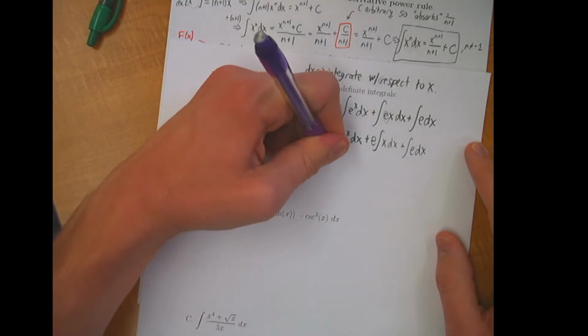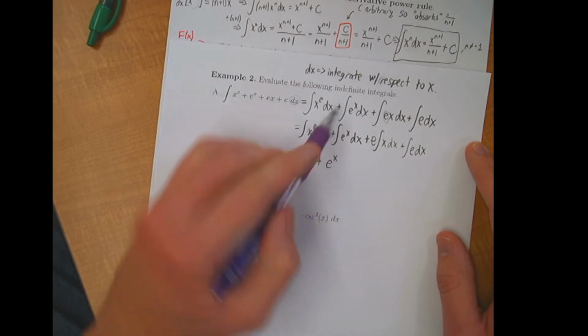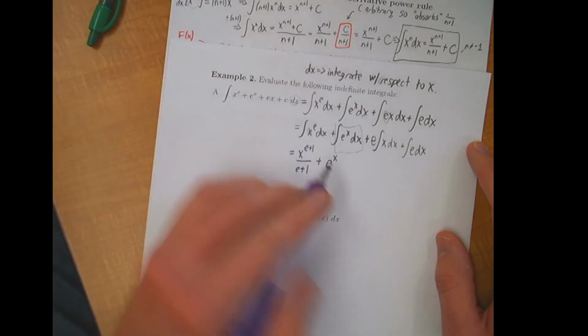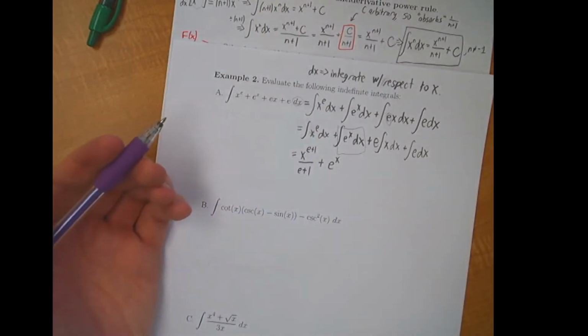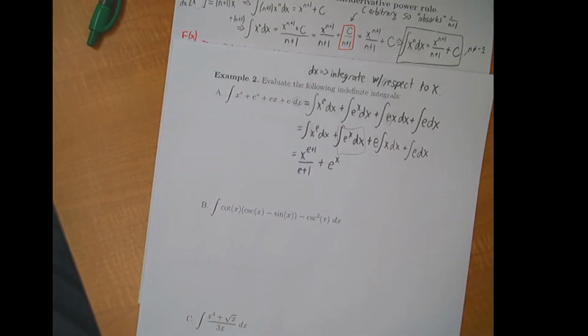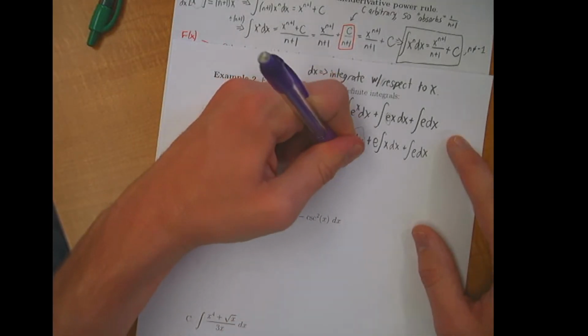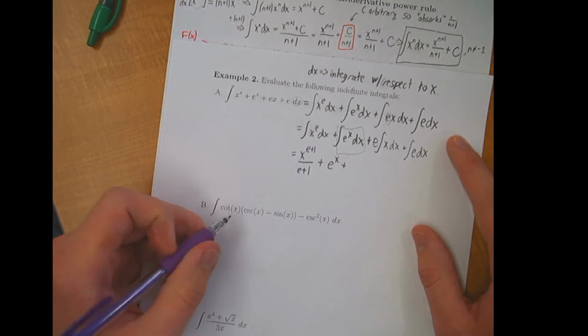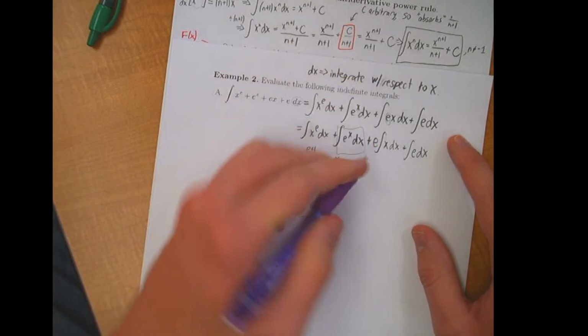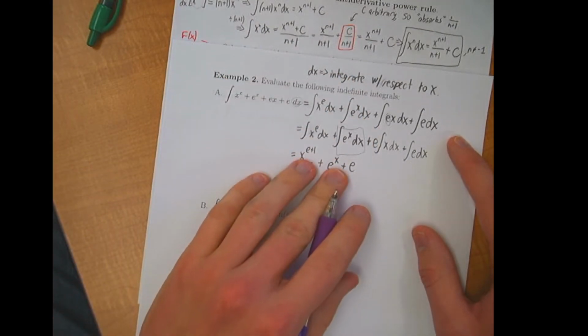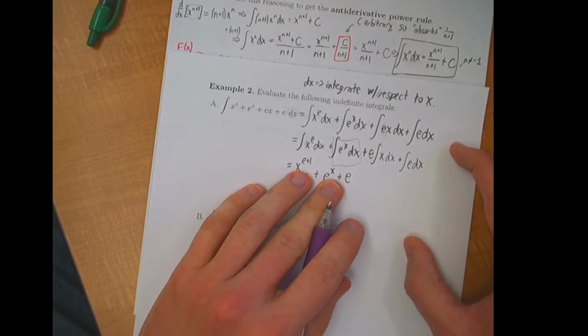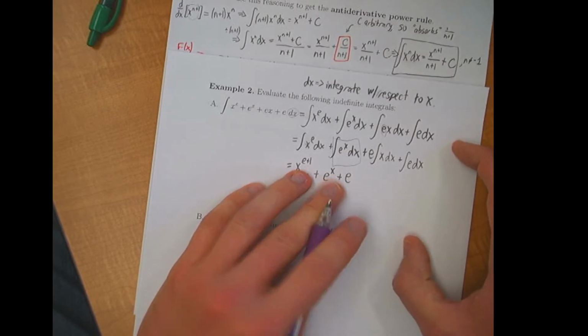Yep, it's just e to the x, right? Because in this case, you're trying to say, all right, what function has e to the x as its derivative? Well, e to the x, so that's all you need. So in this case, that gives you that, and now we have e times the integral of x dx, which seems like we're going to need to apply our antiderivative power rule again.